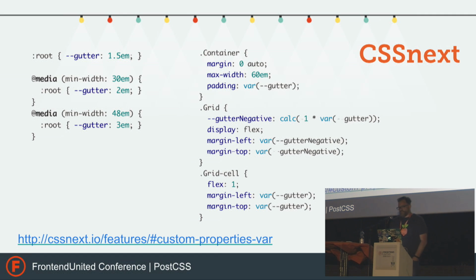That's the declaration where it says var, brackets and --gutter, or in this case the computed negative gutter. Your definition of the values for the attributes in your selector don't really change, because you have one variable in there, and that's the thing that changes. So that's really nice.